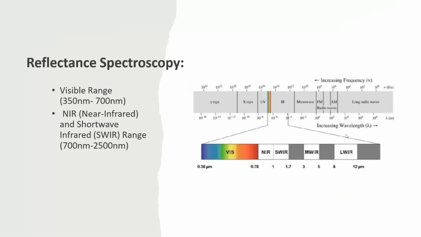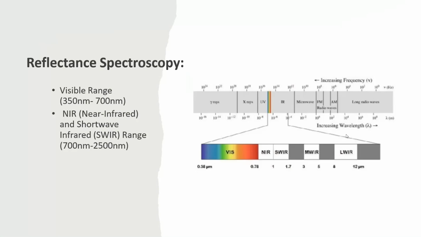Now, spectroscopy is the study of the interaction between energy as electromagnetic radiation and matter. So radiation can be absorbed, emitted, or scattered by matter. Reflectance spectroscopy, however, can be defined as the technique that uses the energy in the visible range, which is 400 to 700 nanometers, the near-infrared range, which is 700 to 1,000 nanometers, and the shortwave infrared, which is 1,000 nanometers to 2,500 nanometers wavelength regions.